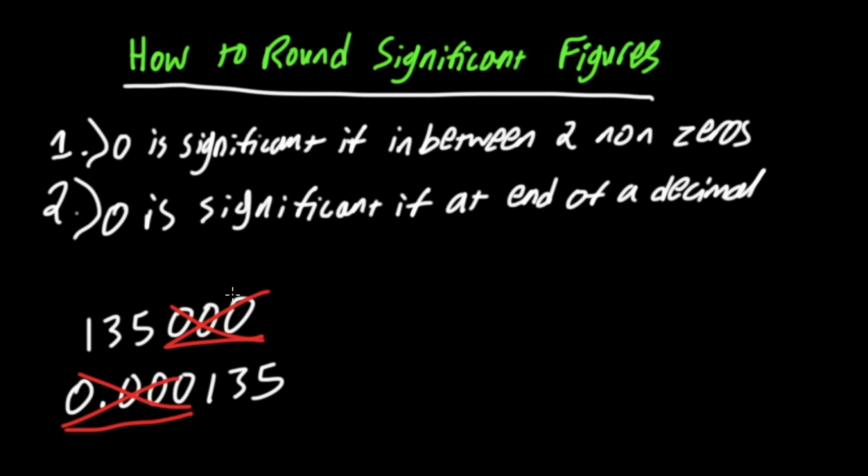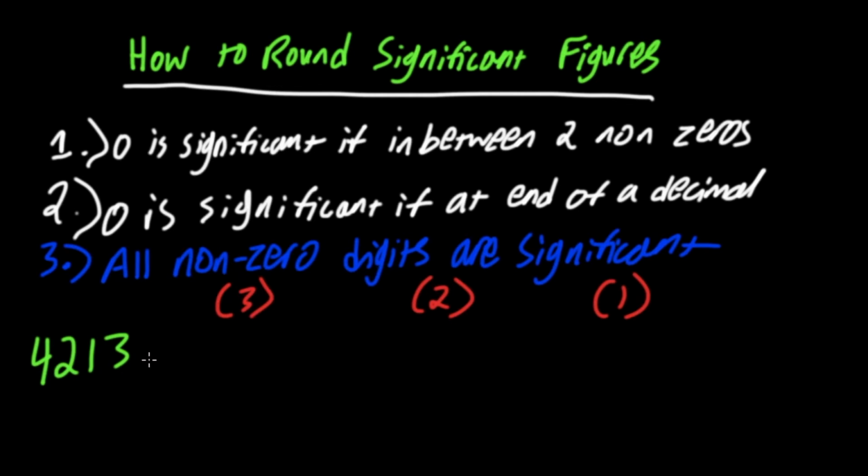Now that you know how to identify which figures are significant, let's look at how to round significant figures. So, let's say we have the number 4,213, and we were asked to round it to 3, 2, and 1 significant figures. So, if we're asked to round it to 3 significant figures, we look at this number, and all of these digits are significant because none of them are 0. So we round it like any other normal number.